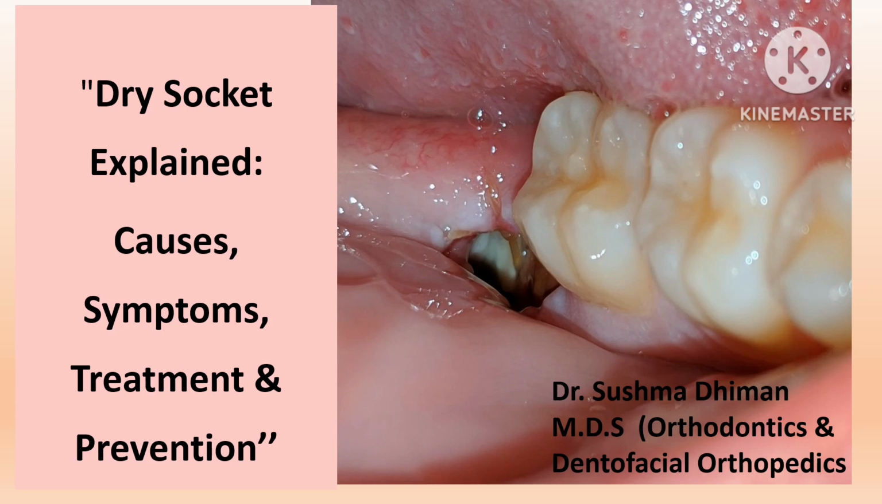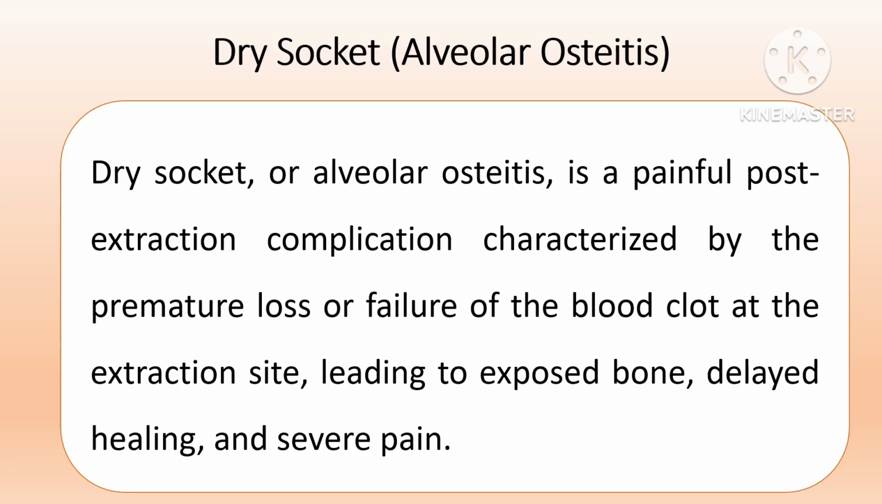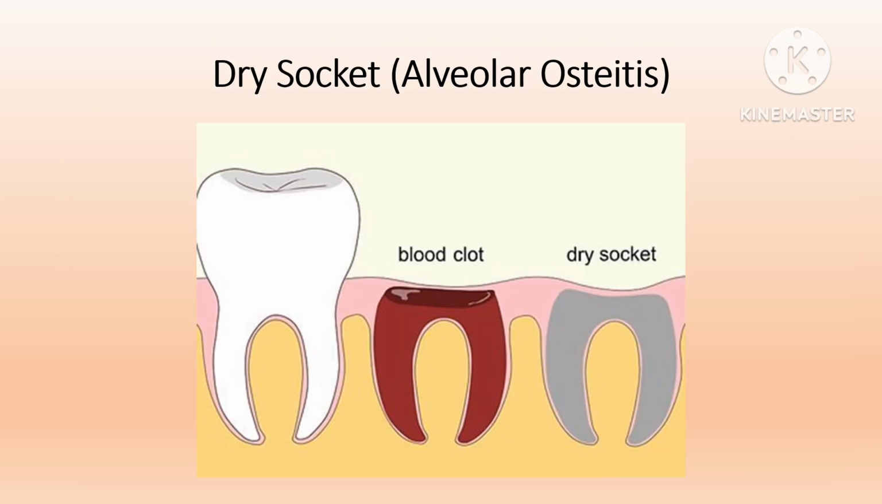To begin with, dry socket or alveolar osteitis is a painful post-extraction complication characterized by premature loss or failure of the blood clot at the extraction site, leading to exposed bone, delayed healing and severe pain. Dry socket is called dry because the extraction site appears empty or dry due to the absence of the blood clot that normally fills the socket after the tooth removal.